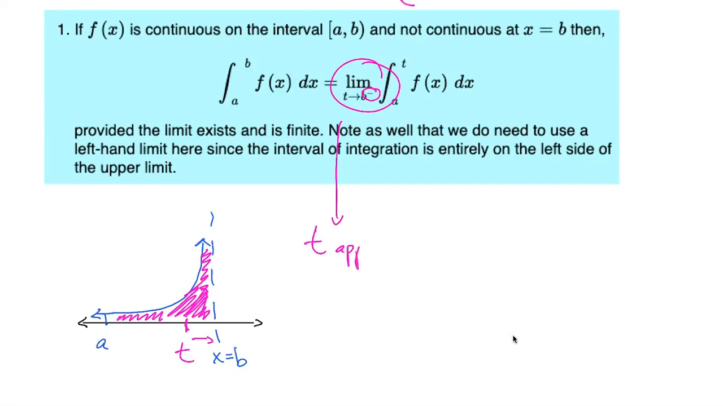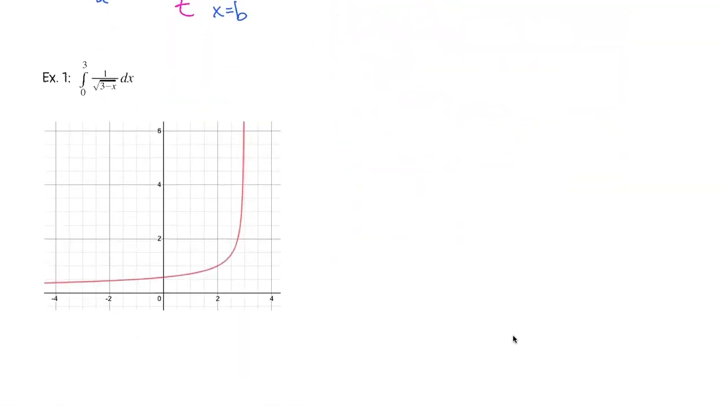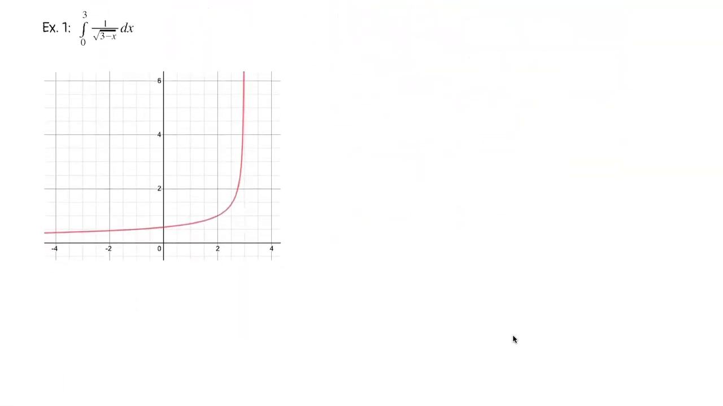t approaches b from the left-hand side. That's why we have that minus sign there. And when we take a look at case number 2, it's going to be flipped. That's why we have a plus sign, because we're going to be approaching from the right-hand side. Okay, so let's take a look at our first example.